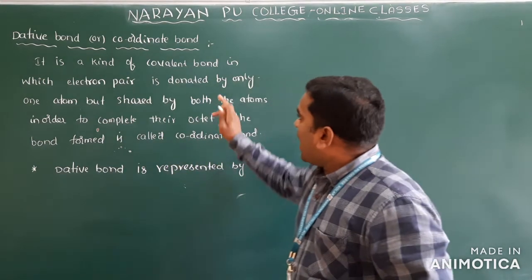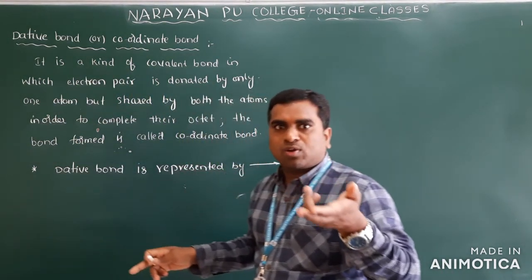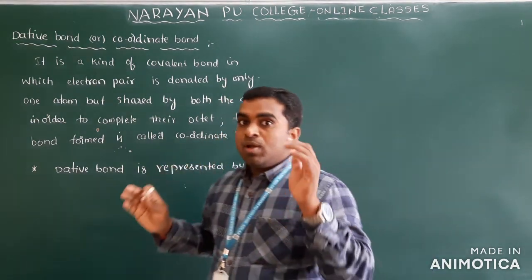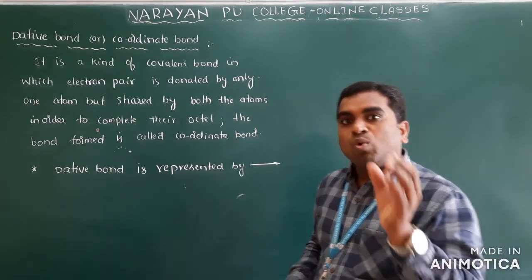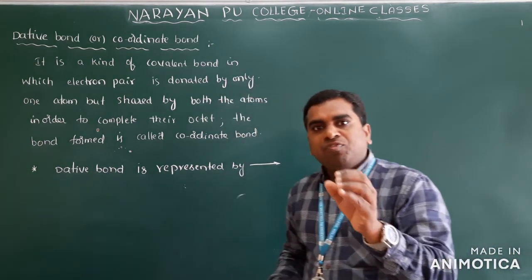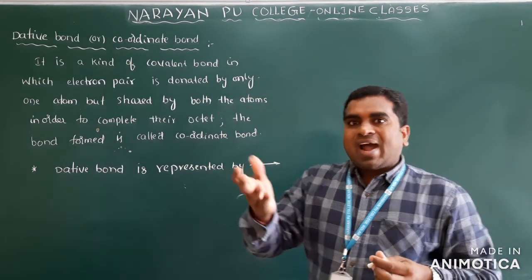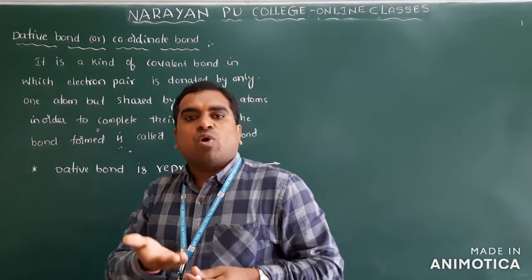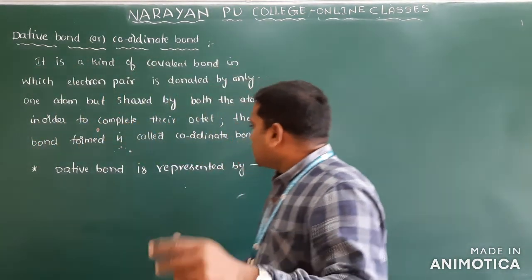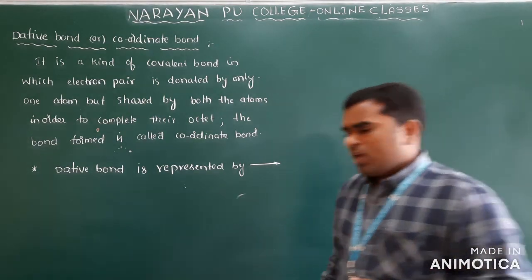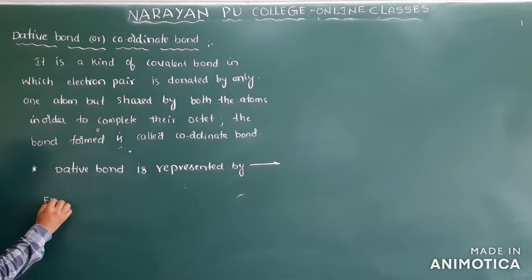Here I mentioned that one atom donates the pair of electrons. For one bond formation, two electrons are required, and the two electrons are given by only one atom. The atom which donates the electrons is called the donor atom, and the atom which accepts those electrons is called the acceptor. Now if I take one example, you can easily understand what this dative bond is.